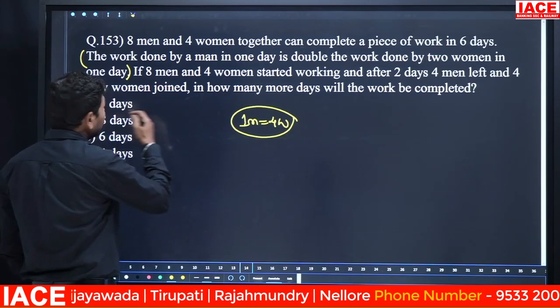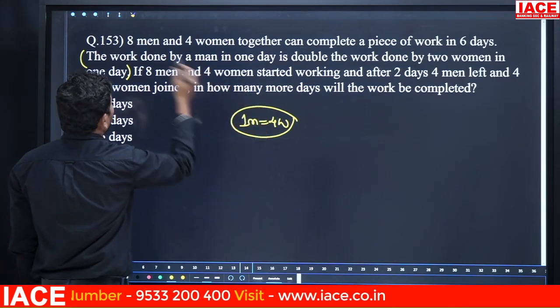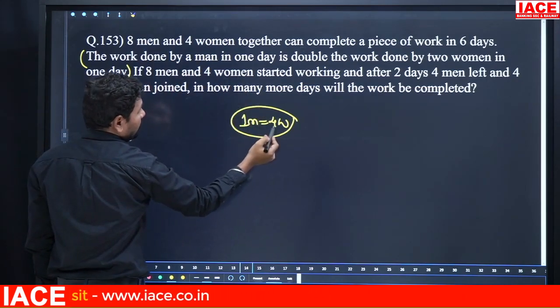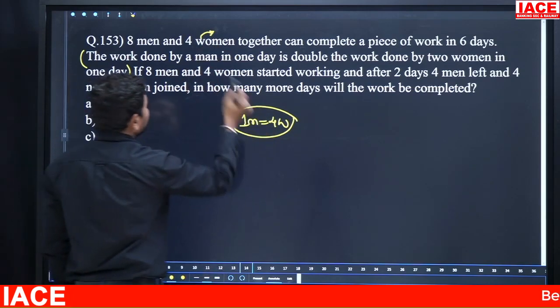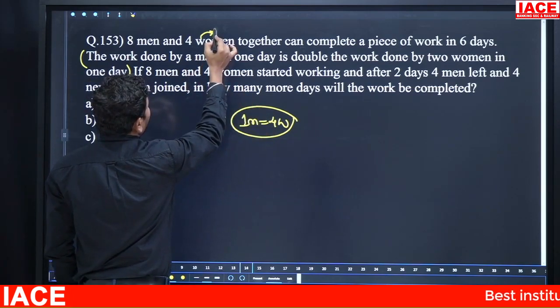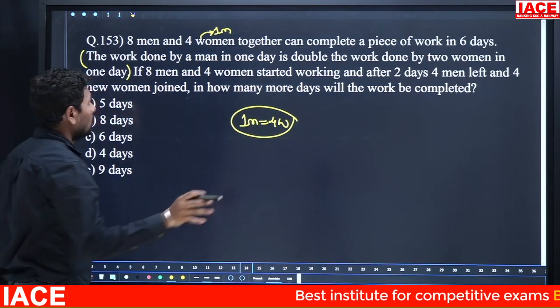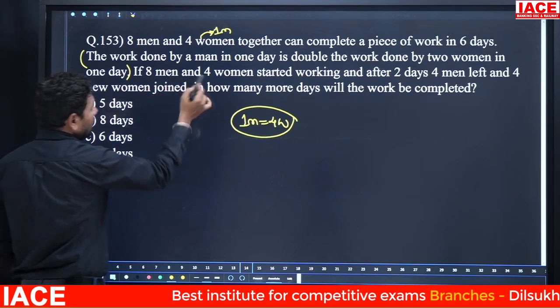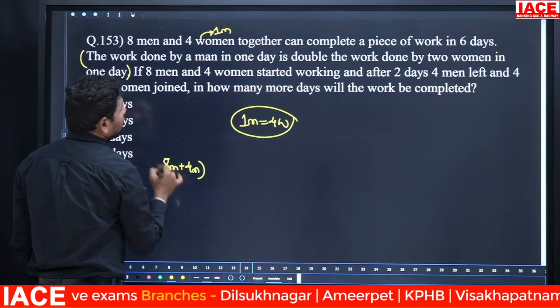Now here 8 men is there. 8 men you can convert into a number of women, or 4 women you can convert into men. 4 women is equal to how many men you can write? 1 man you can write. Okay, now look at the procedure. First of all, 8 men plus 4 women complete a work in how many days?